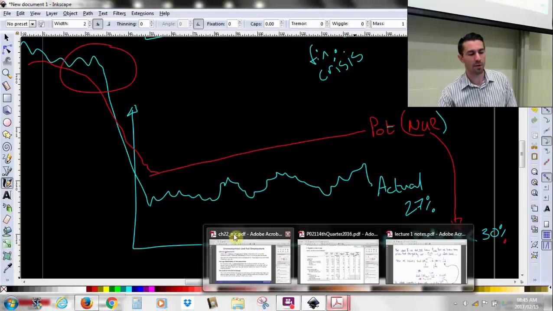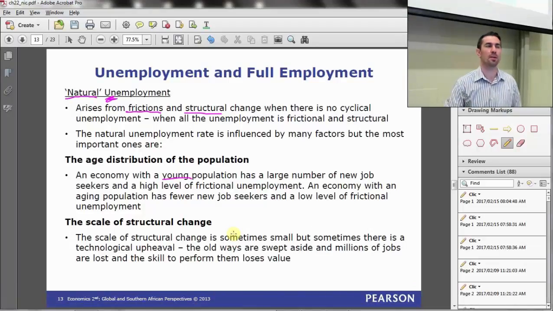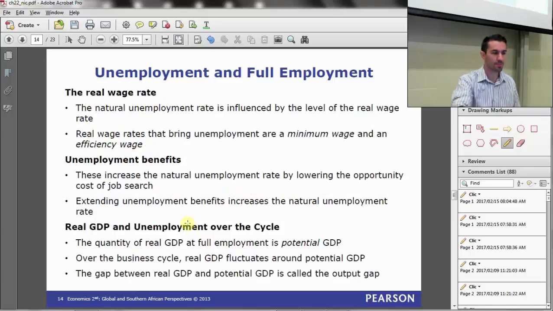Why would we have a very high natural rate of unemployment? Well, let's think about some of the things that affect it that we've spoken about so far. Do we have a young population? We do. Have we had a lot of structural changes? We have. But more than that, we've also got, it's not on this slide, other things.